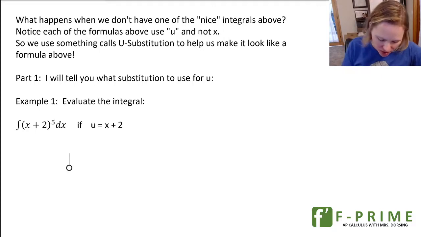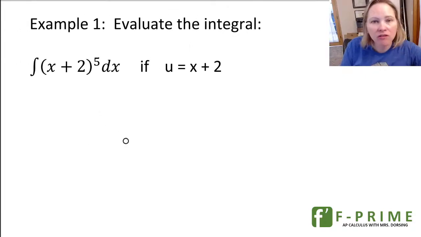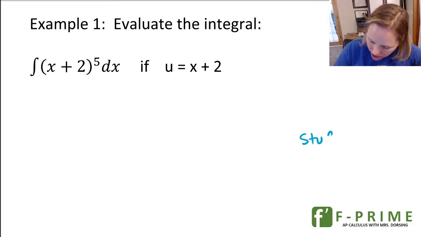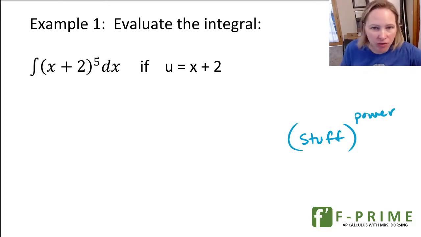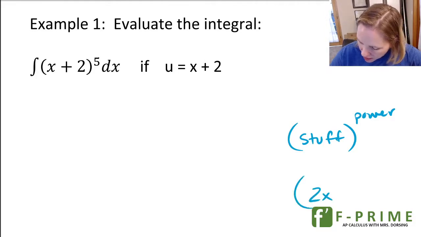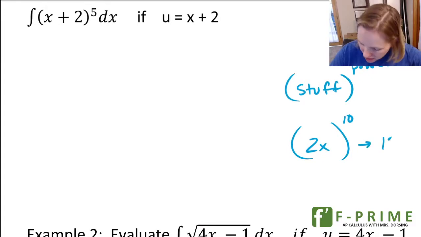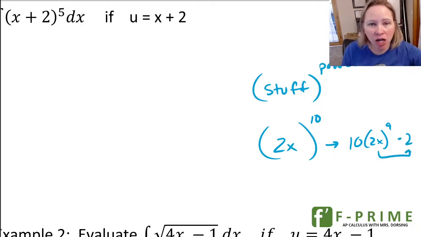When I have stuff inside, let's zoom in on this example here: the integral of x plus 2 to the 5th power. Let's recall that the chain rule says that if I have stuff to a power, like 2x to the 10th power, the derivative would be 10 times 2x to the 9th. But then I'd have to tack on the derivative of the 2x, the chain rule. It's because I have a function inside of my function.